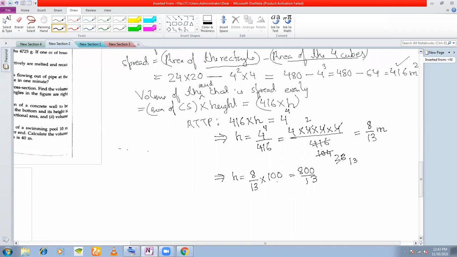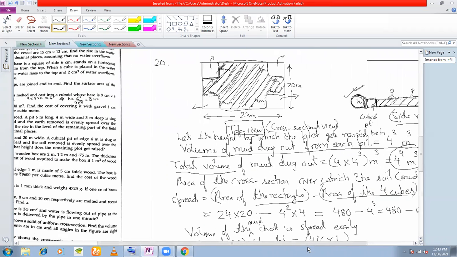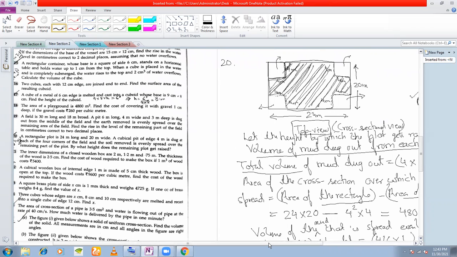And so if you divide 800 by 13, this will come to 61.53 centimeters. The height of the ground is raised by 61.53 centimeters. Any question on this problem? No? I can move to the next problem then.